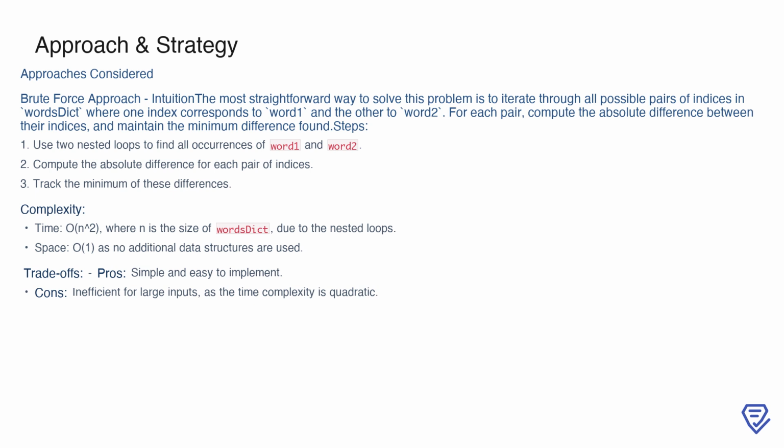While this approach is easy to implement and conceptually simple, it comes with a major drawback: its inefficiency. The time complexity is quadratic, O(n squared), because of the nested loops, which makes this approach infeasible for large input sizes. However, it does have the advantage of not requiring additional space beyond the variables used to track the minimum difference. This trade-off highlights that while the brute force approach is accessible, it struggles with scalability as input size grows.